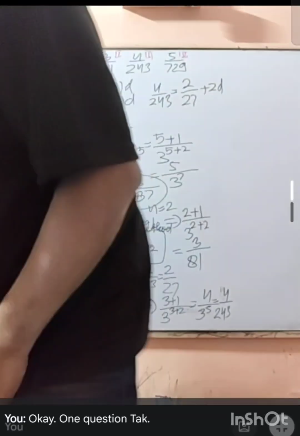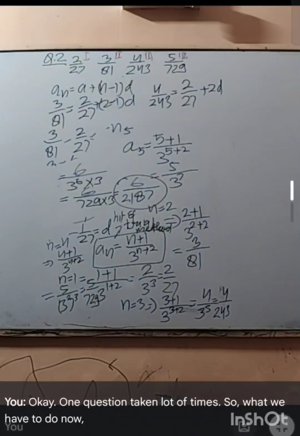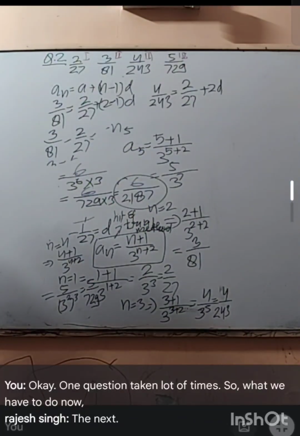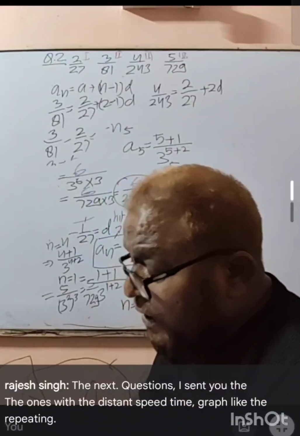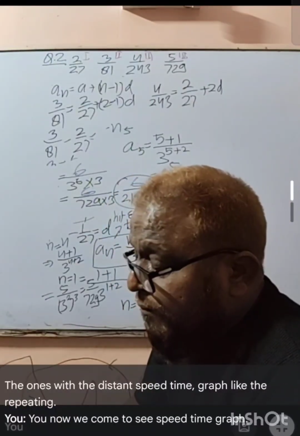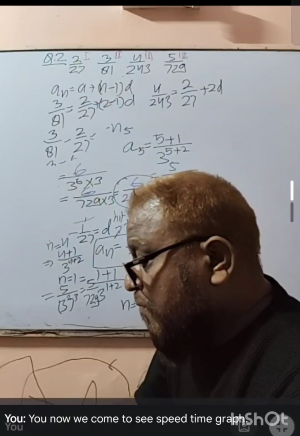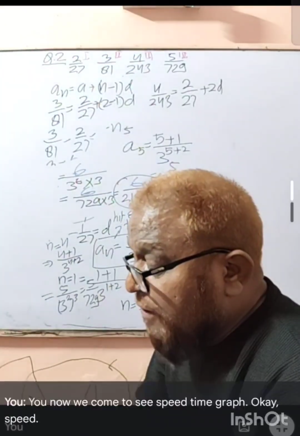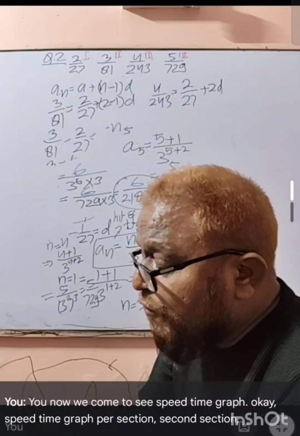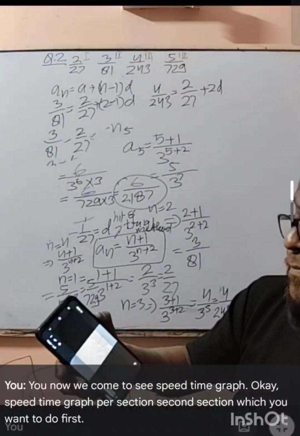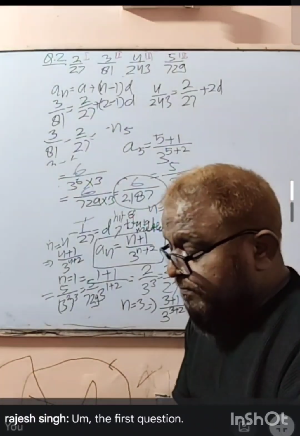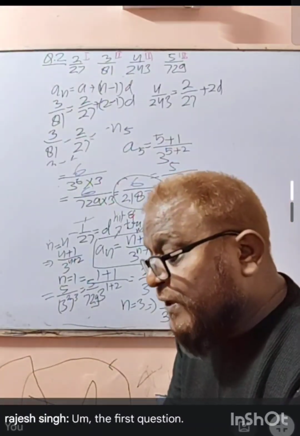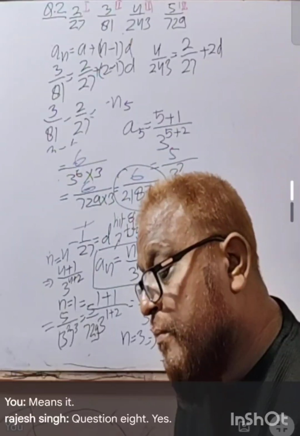One question has taken a lot of time. So what do we have to do now? The next questions I sent you, the ones with the distance speed time graph, decreasing. Now we come to speed time graph. First section, second section. Which do you want to do first? The first question. First means question 8, yes.